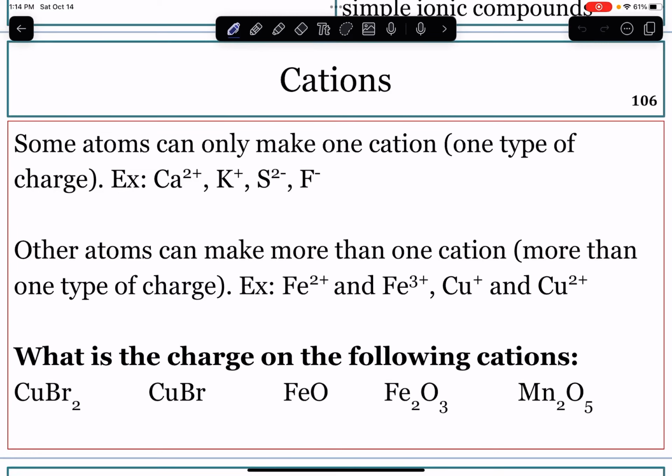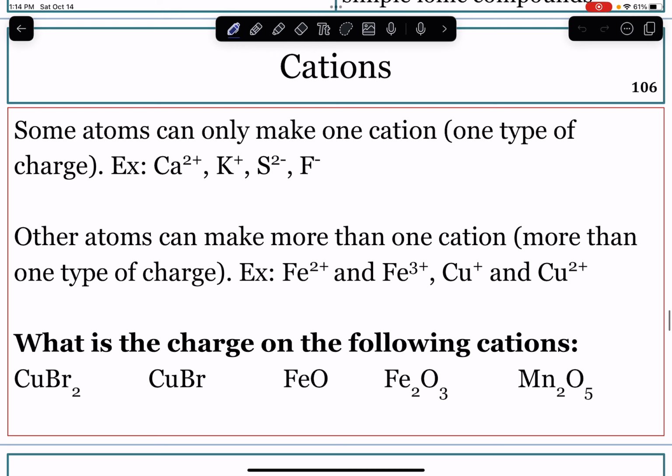In this video, we will continue our discussion on cations, talking about more than one type of cation, as well as ionic compound properties, and learning how to name them. So some atoms can only make one cation, which means one type of charge, either a +1 or a +2.